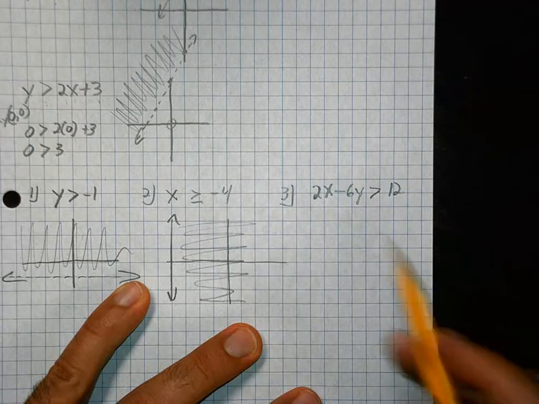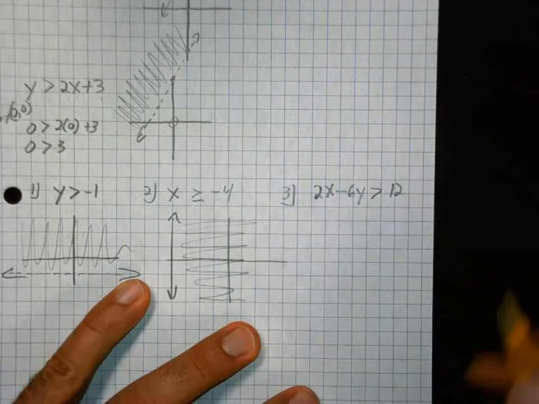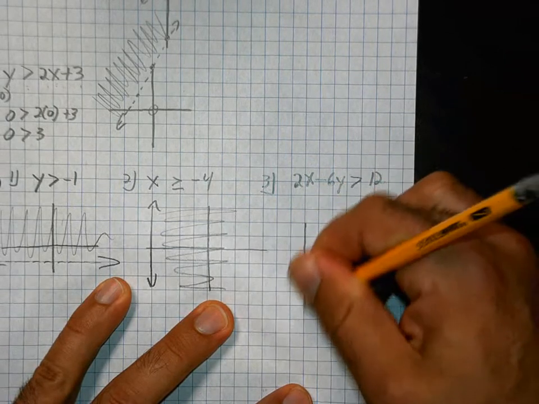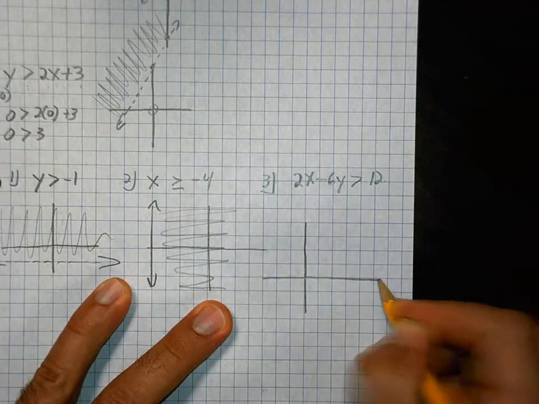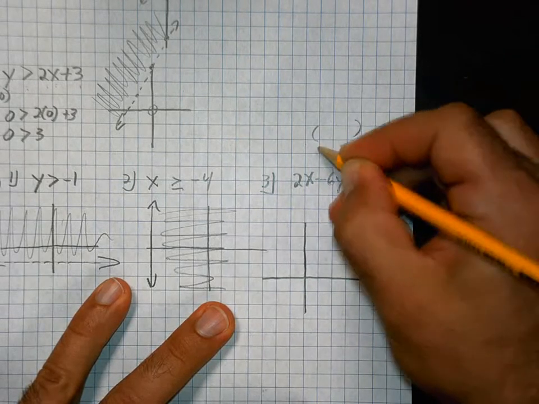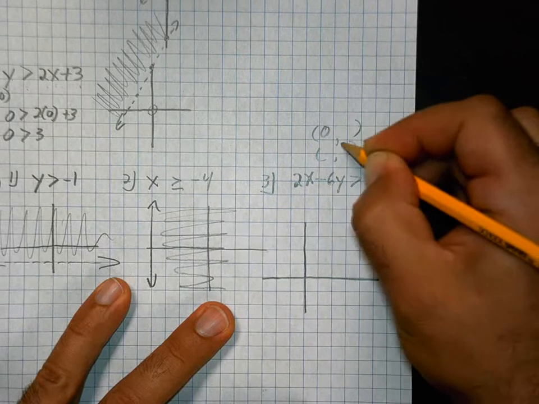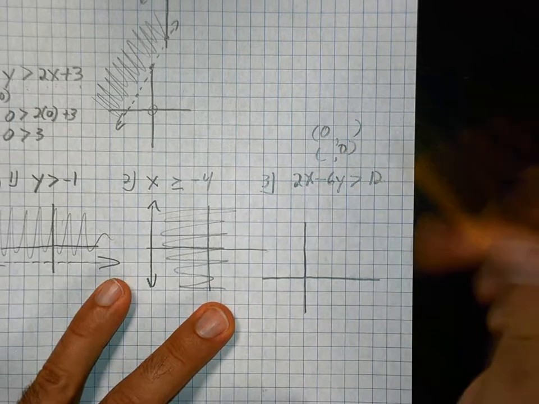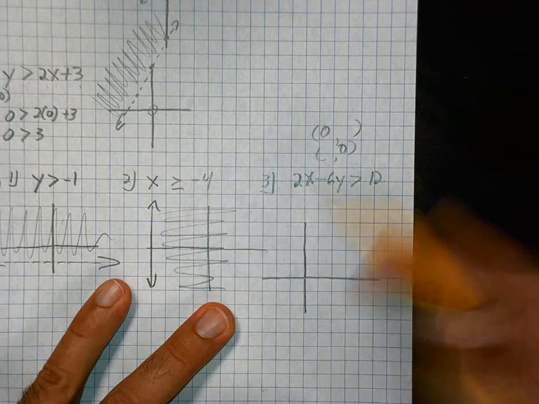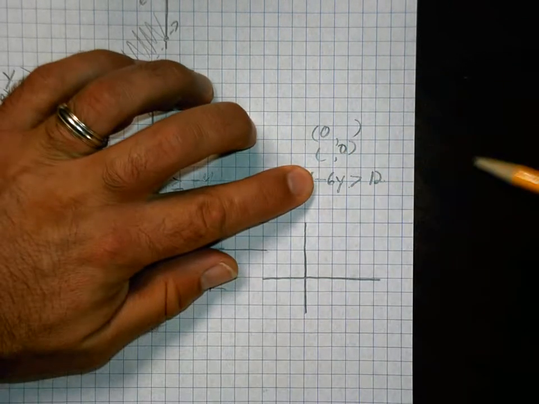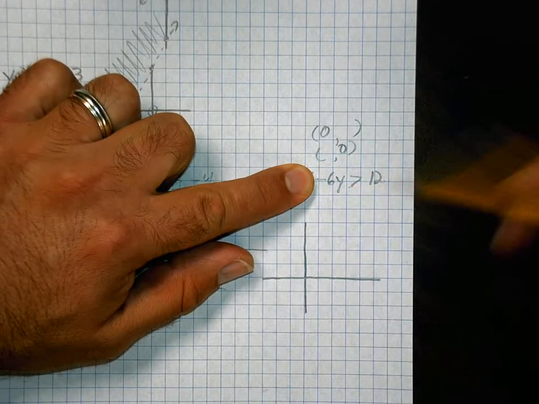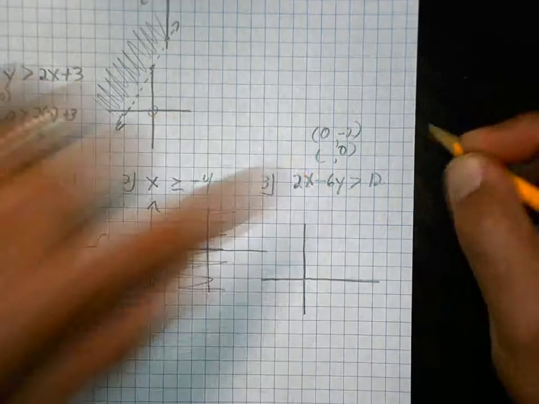2x minus 6y is greater than 12. Okay, so now what we have is an equation that's in standard form. So if you remember, to graph that, we find our intercepts, and I'll bring them up here. Okay, so we're graphing at first just like there was an equal sign here. So if I substitute 0 in for x, what's y going to have to be there then? Divide both sides by -6. 12 divided by -6 is -2.